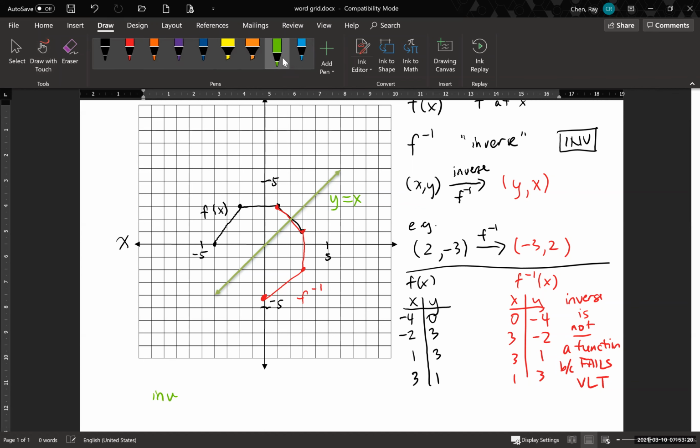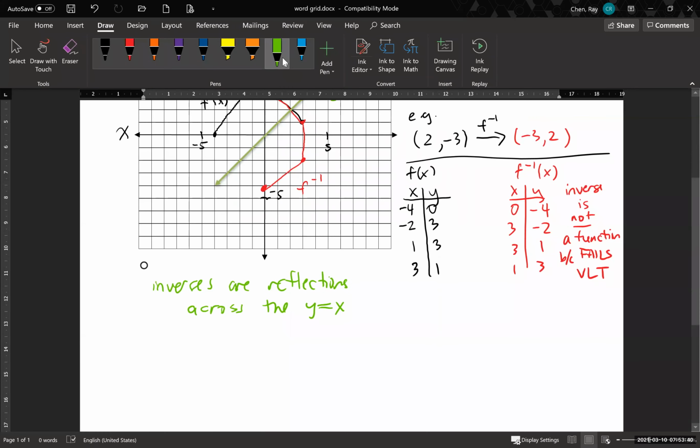So inverses are reflections across the y equals x line. It's like that mirror image. And a lot of you might have to tilt your page.